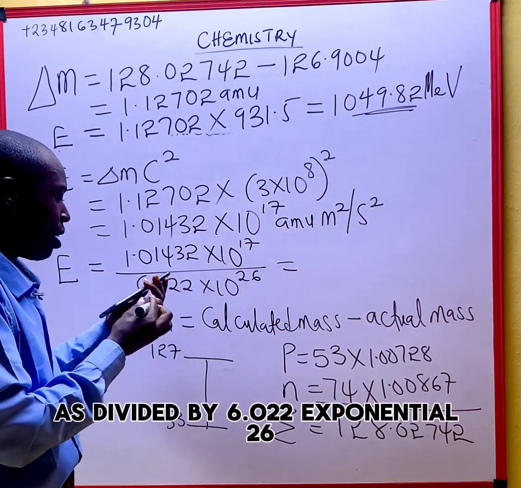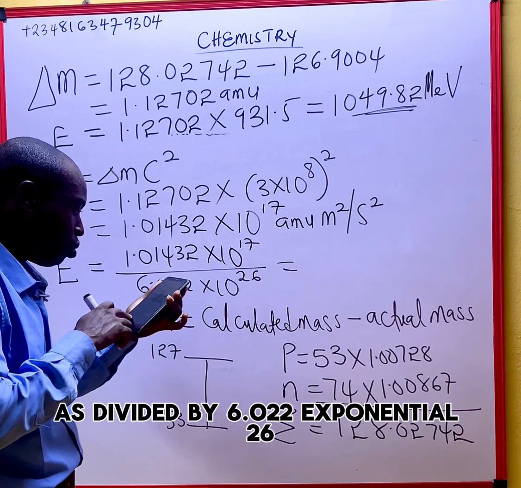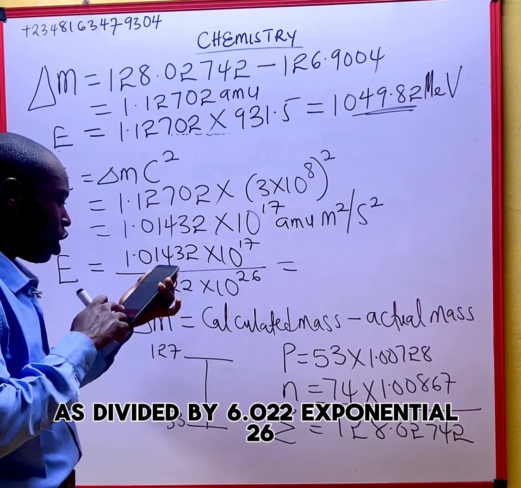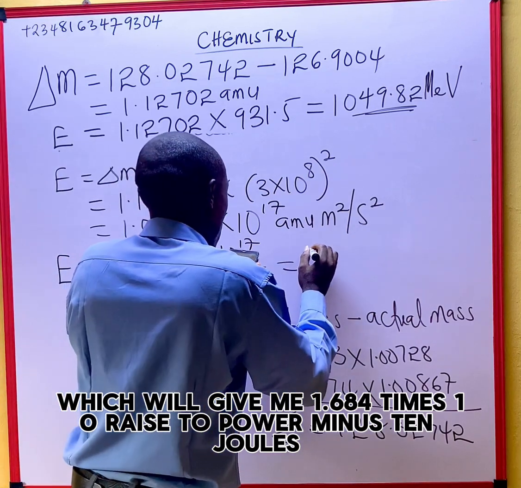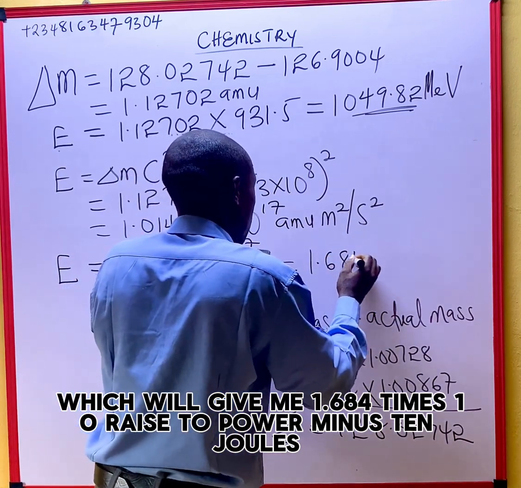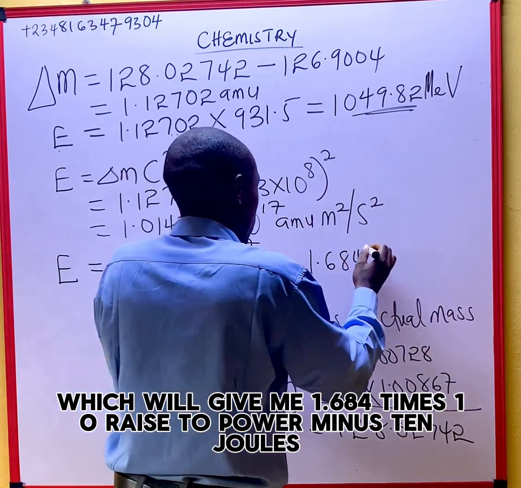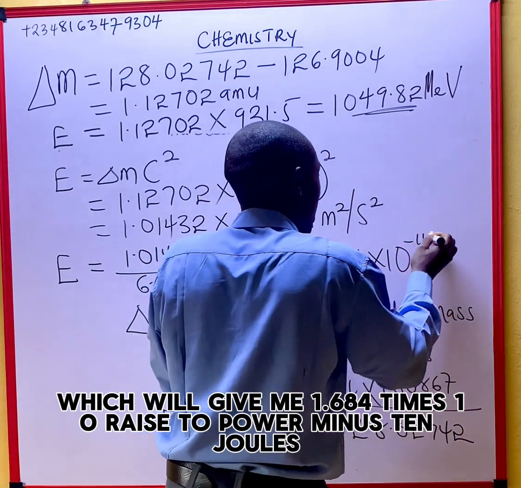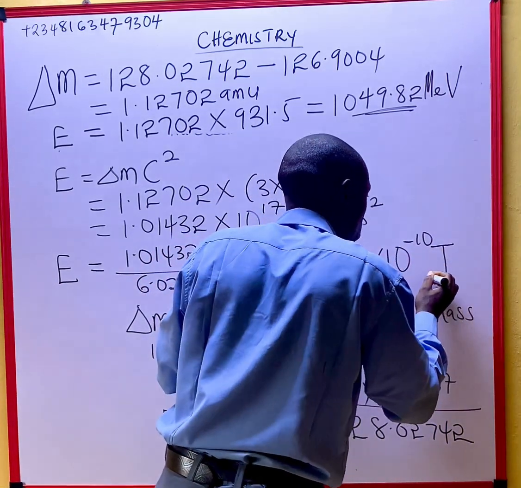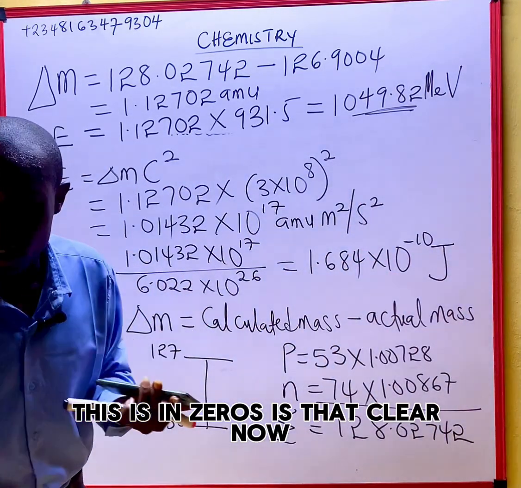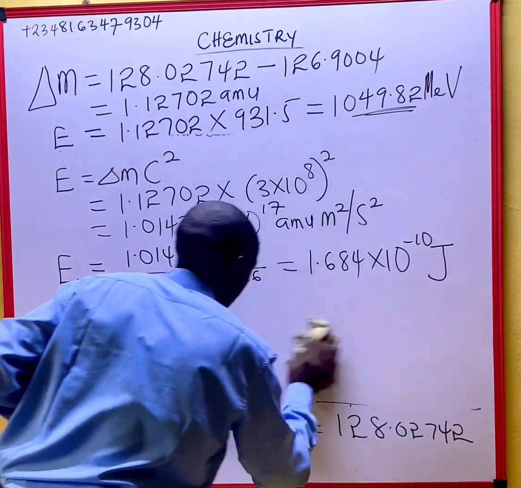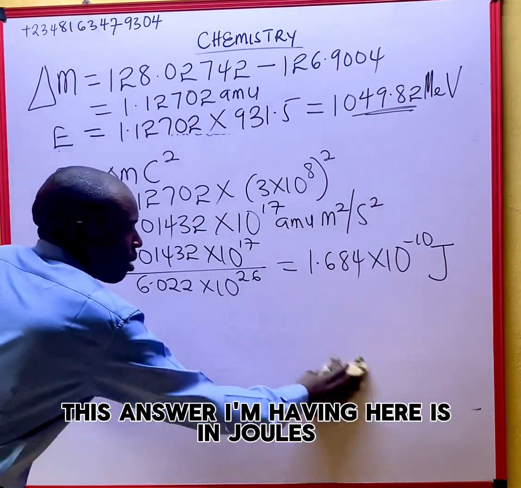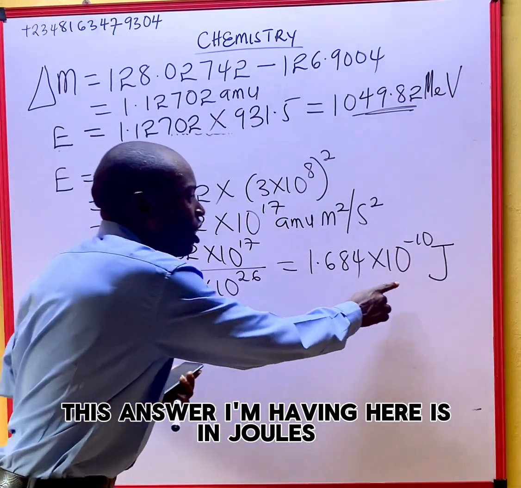That is divided by 6.022 exponential 26, which will give me 1.684 times 10 raised to the power minus 10 joules. This is in joules. Is that clear now? So I raise the board further. This answer I'm having here is in joules.